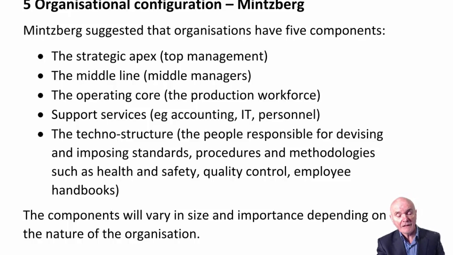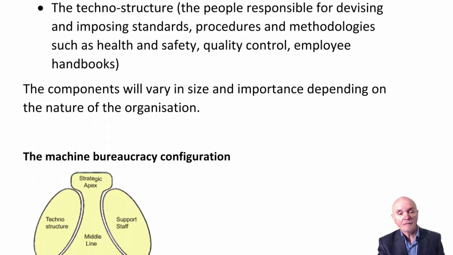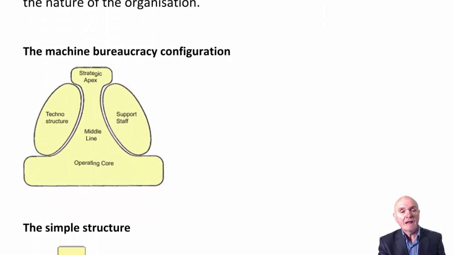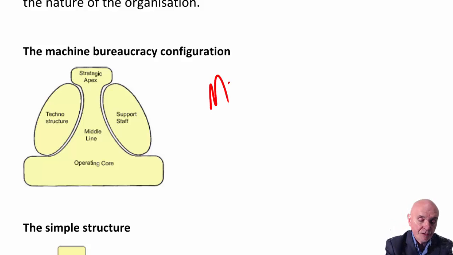And he said these vary in size and importance. And the first one we can talk about is the machine bureaucracy. Now think of machine bureaucracy, think of machine and think of mass production.